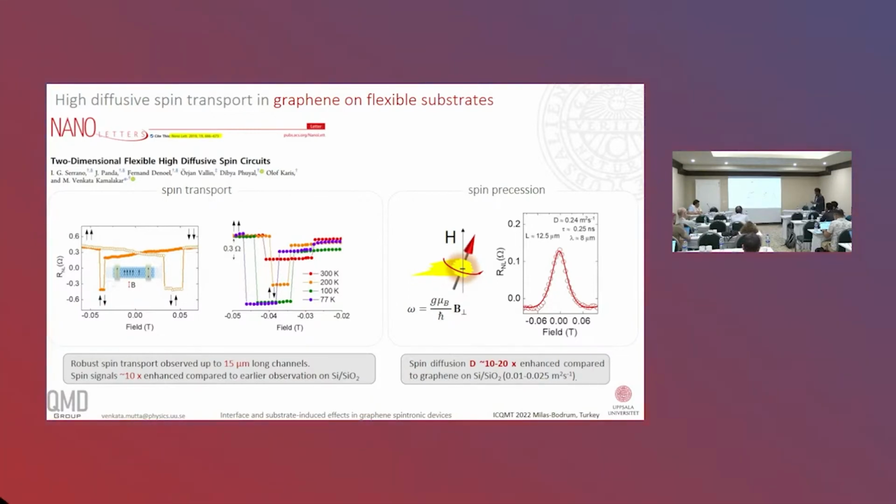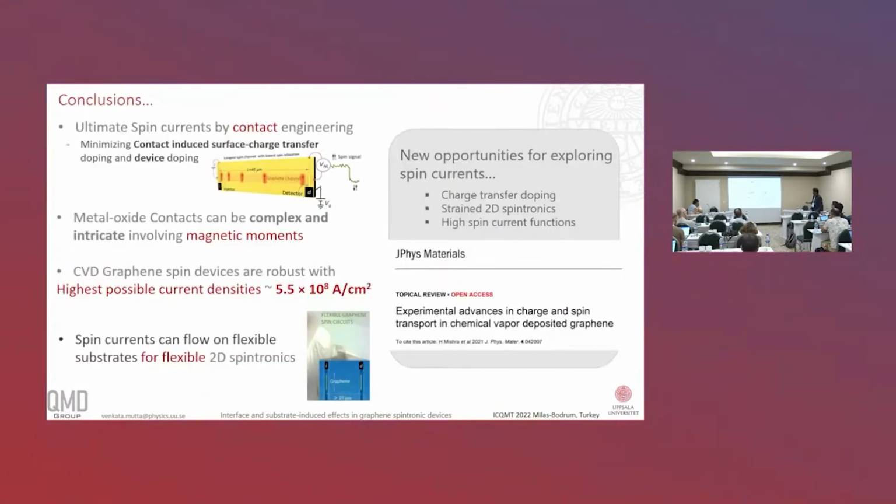So the value in this case is something like 10 to 20 times enhanced compared to graphene on the similar kind of devices that we make. And there is also an enhancement in the spin signal, and this can only happen if the mobility is high. So we found that the mobility was one order higher in this kind of substrate compared to silicon dioxide, which we established through Hall measurements.